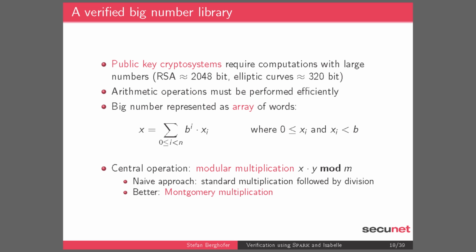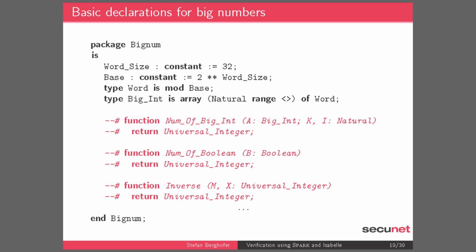So that's used in many libraries like OpenSSL, for example. So here's a small excerpt of this bignum package that we've developed. Here are some declarations. You first define a word size, which is in our case 32. Then the base is 2 to the power of the word size. Then word is a modulo type using base as a modulus.